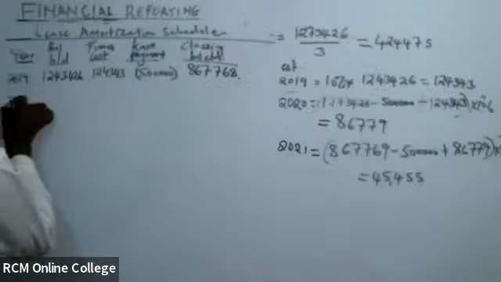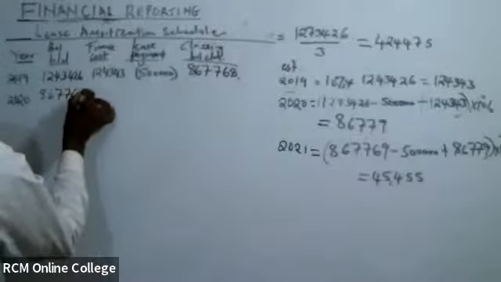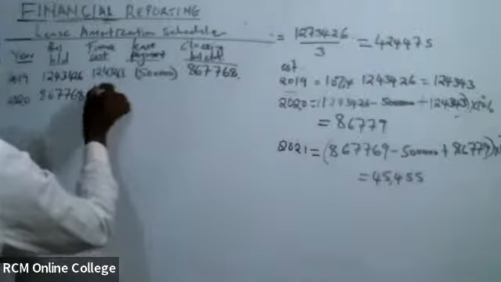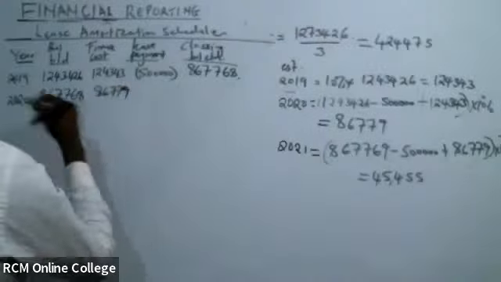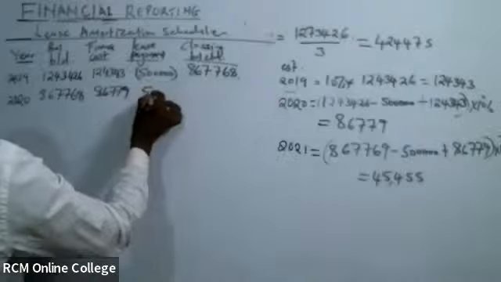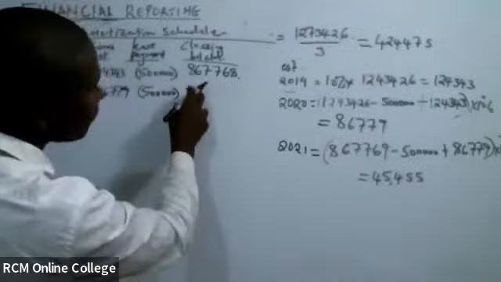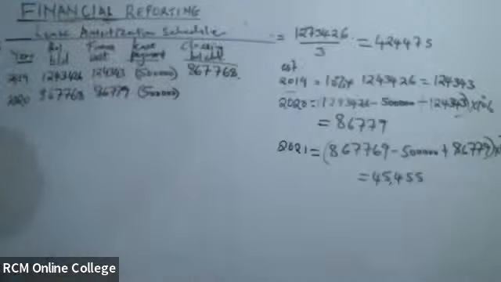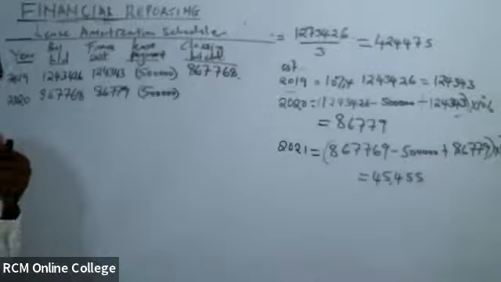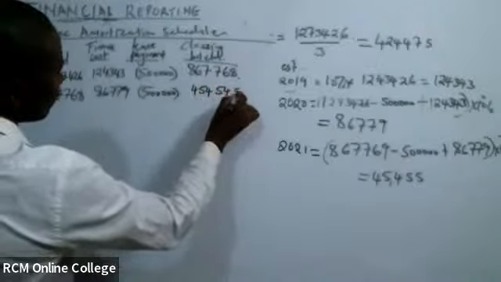This closing balance will be my opening for 2020. 867,768, and its interest is 86,779, less 500,000, and then the balance carried down in that year 2020 is 454,545.